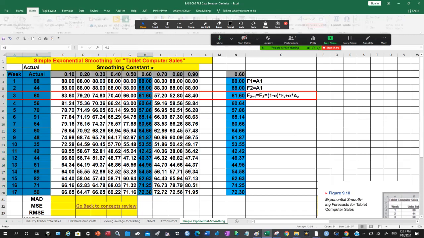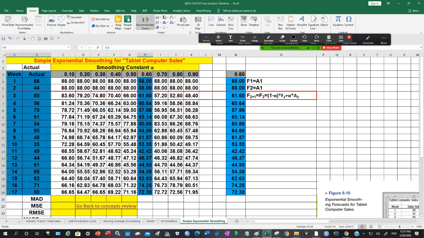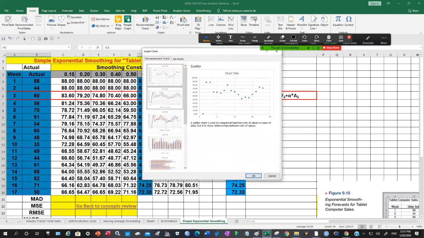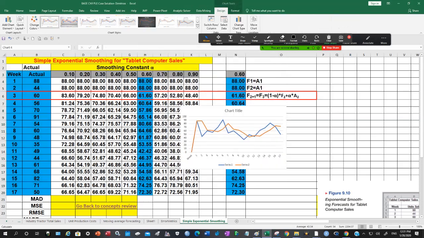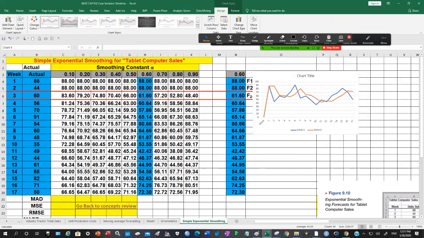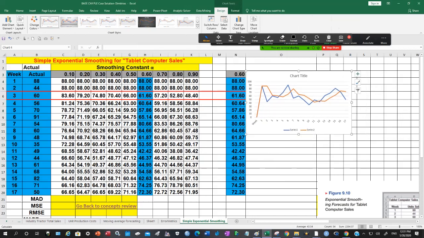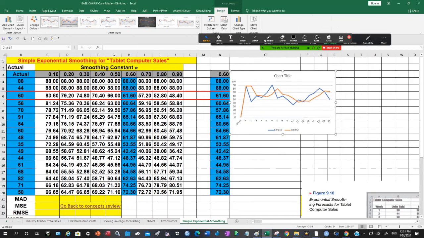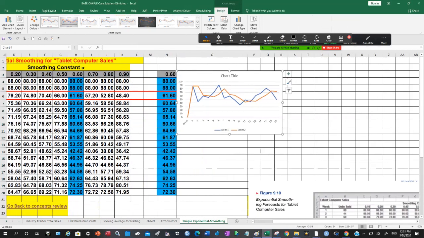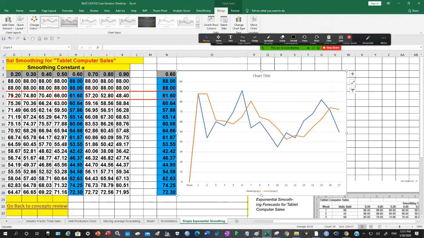Then click Insert, Recommended Charts, and have this graph. And this graph compares the forecast to the actuals. Okay, the forecast to the actuals.